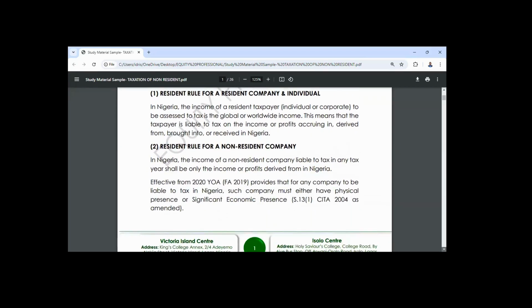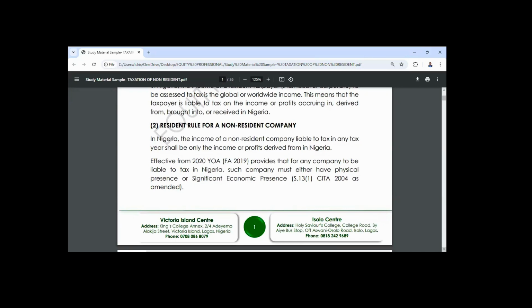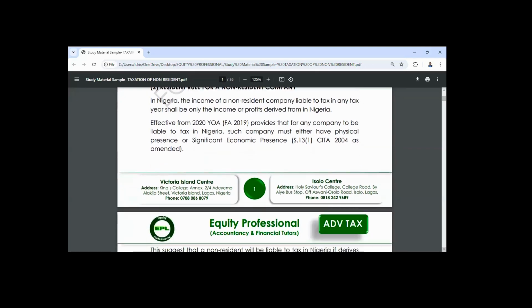So, the residential rule for non-resident company. What is the residential rule for non-resident company? A non-resident company is going to be liable to tax only on the income or profit that they derive in Nigeria. The Nigeria Tax Authority is only after the income or profit that they derive in Nigeria. We are not after the income or profit that a non-resident company derives outside Nigeria.